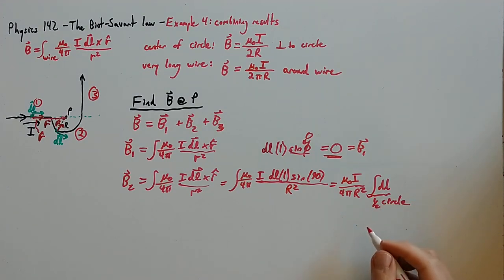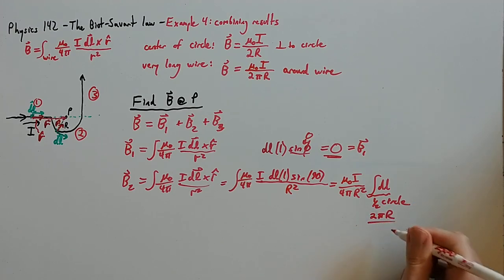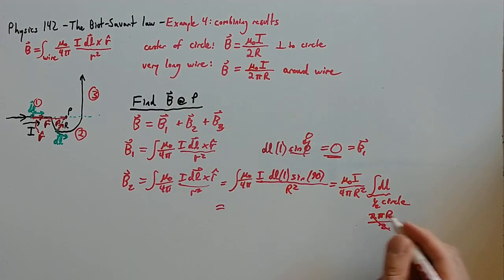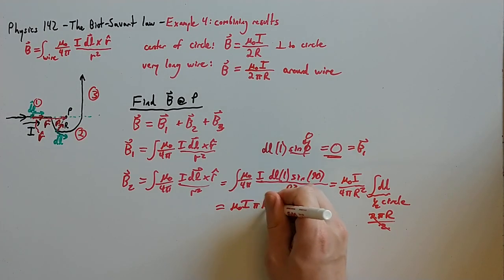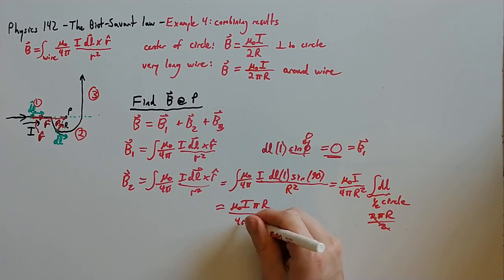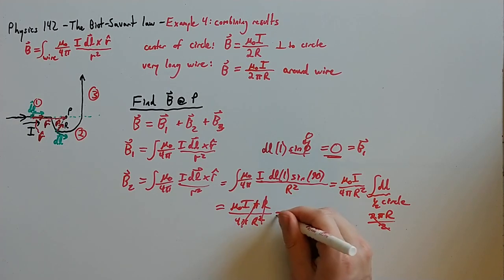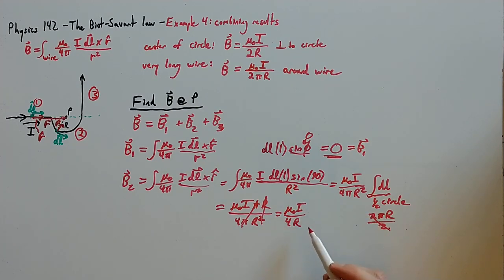And so what is half of a circle? Well, the circumference of a circle, remember, is 2 pi r. And so half of that, just divide by 2, is going to be pi times r, right? And so if we write this all out, then we're going to get mu naught I times pi times r divided by 4 pi r squared. And it looks like we get pi's that cancel and one factor of r that cancels. And so that becomes mu naught I over 4r.